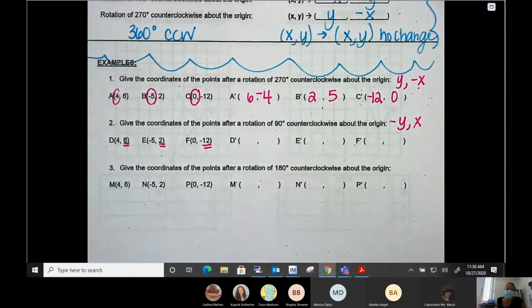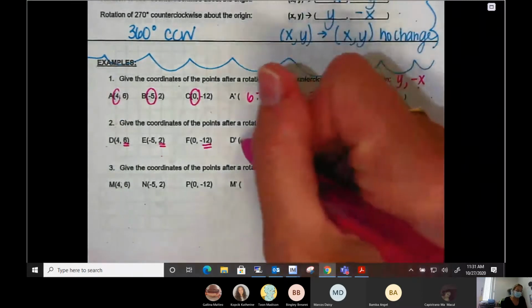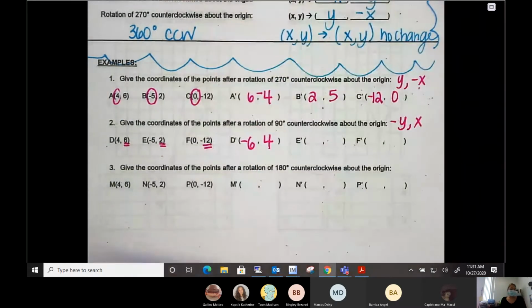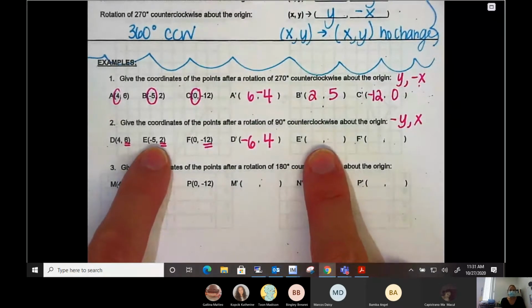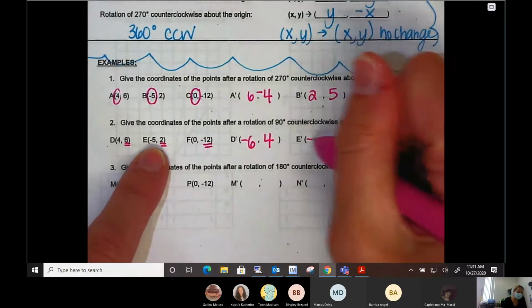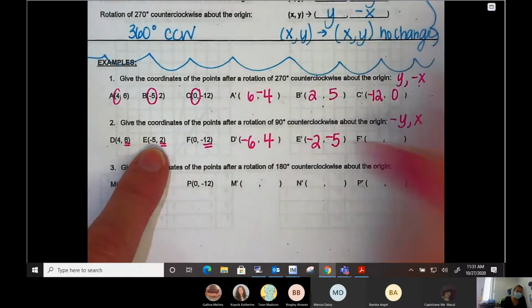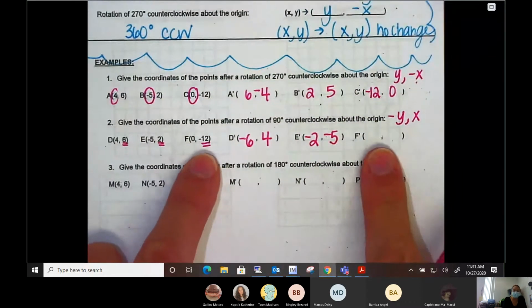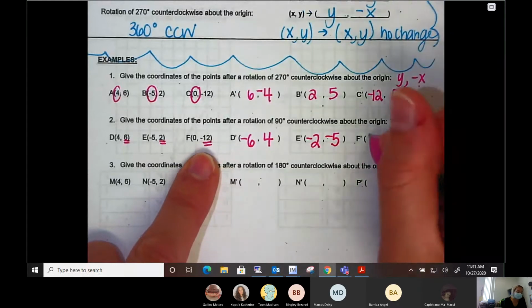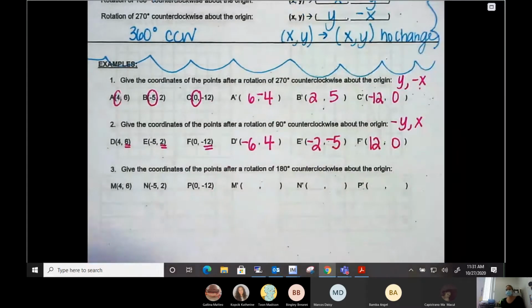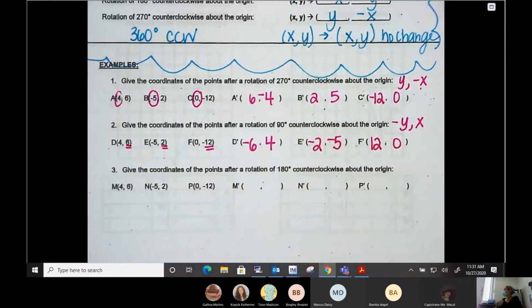So who wants to give me D prime? If I started at 4, 6, what does it become? Negative 6, 4. Okay. If I started at negative 5, 2, what should that become? Negative 2, negative 5. Good. And the last one, if I went from 0, negative 12, what would it become? 12, 0. Fantastic. All right, so it's all just about following the rule every single time.